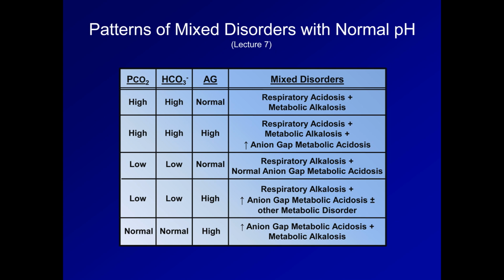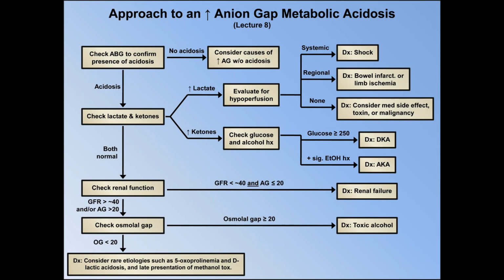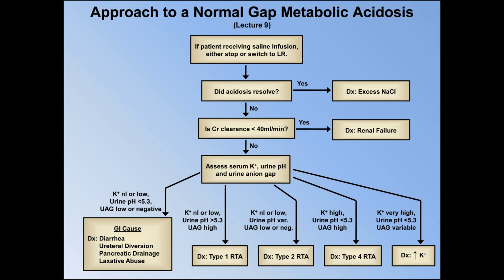At this point, the lecture switched to discussing the 5 major acid-base differential diagnoses. First was elevated anion gap metabolic acidosis, which focused on measuring lactate and ketones first, renal function second, and then the osmolar gap last. Next was normal anion gap acidosis. The first step here was to stop any infusion of normal saline, then check renal function, and if this was fine, to assess serum potassium, urine pH, and the urine anion gap.